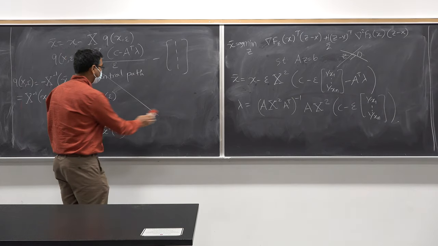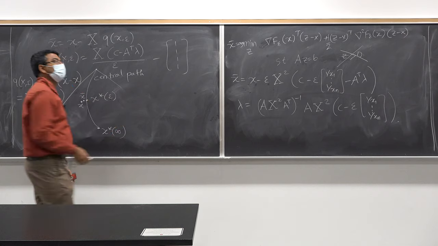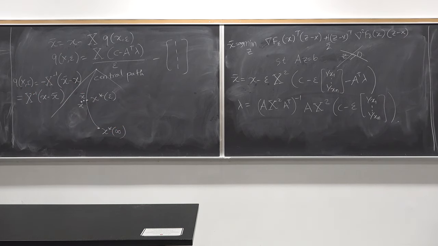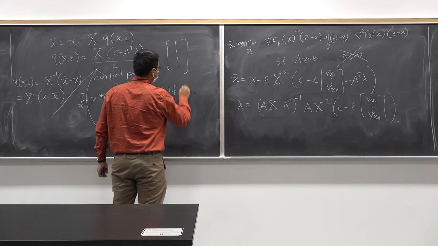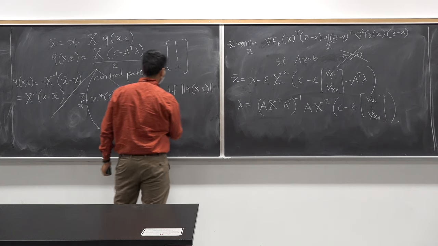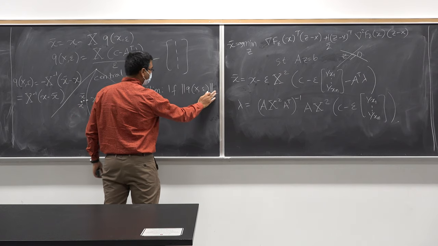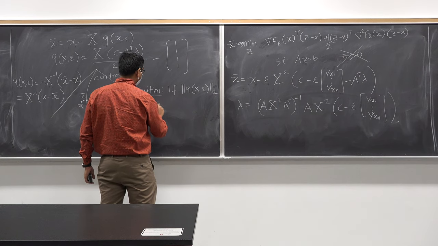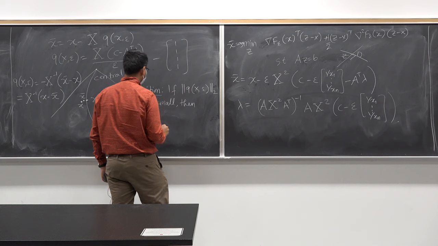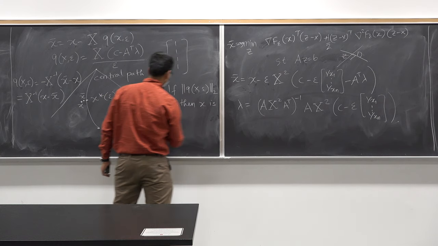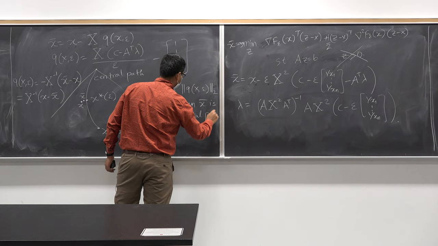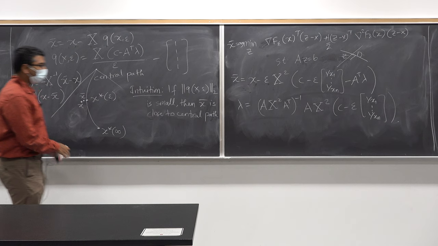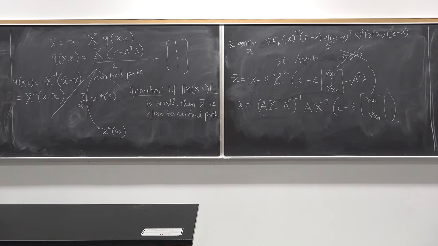So what we have discussed so far is the following. I don't want to say claim, because claim is a mathematical statement. Let me call it intuition, okay? So this is the intuition we have come up with. If Q of x epsilon is small, I'm using the two norm here. I'm not going to write two norm everywhere, but it's implicitly assumed that it's two norm. If it is small, then x, or x bar, is close to the central path. I mean, both x and x bar are close to the central path, okay? But certainly x bar is very close to the central path.